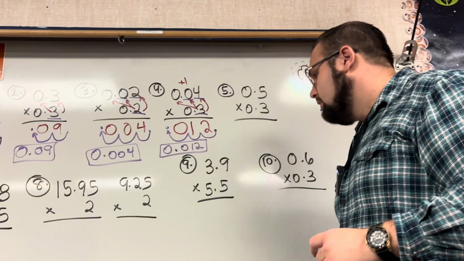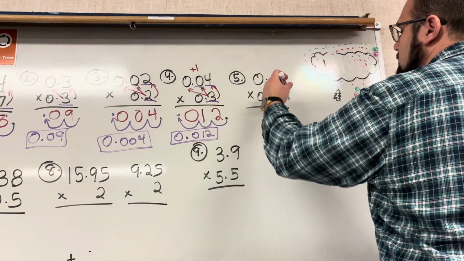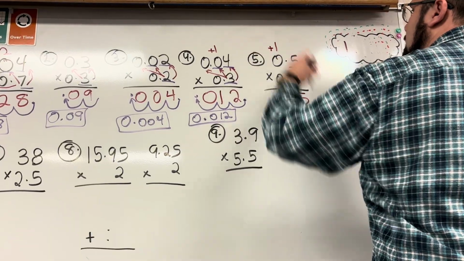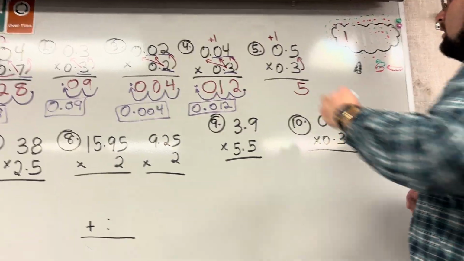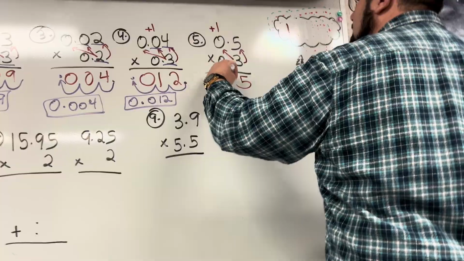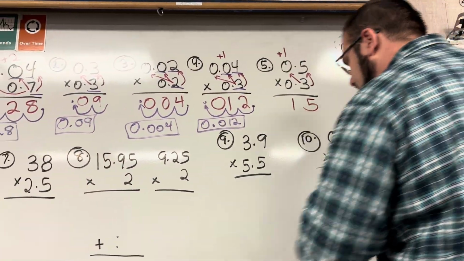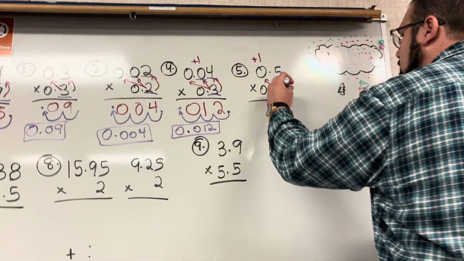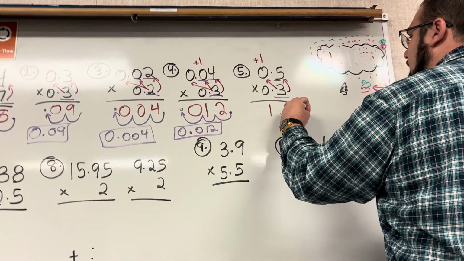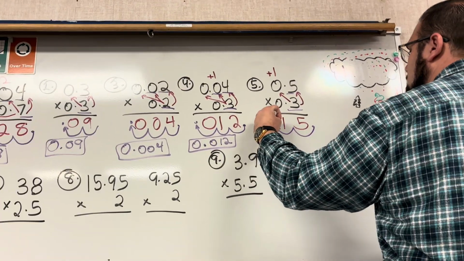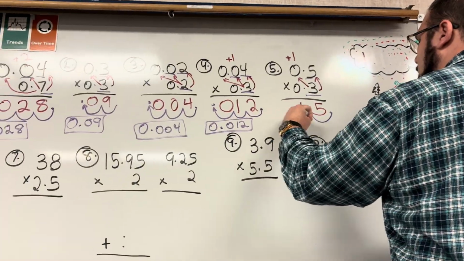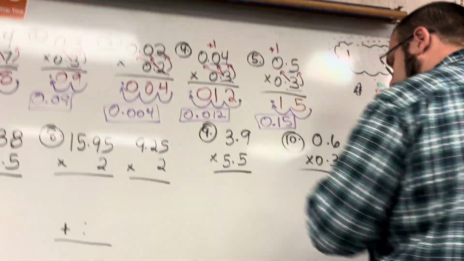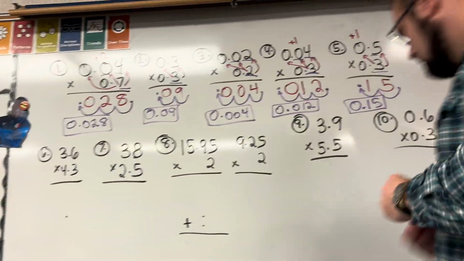Number 5. We got to do, starting from right to left, 3 times 5, which is 15. We add the 1 up here. Okay, carry it over. 3 times 0 is 0, plus 1 is 1. Now we have to count how many numbers are behind the decimal. And I see 2. 1, 2. Starting from the far right, I'm going to go 1, 2. And my answer is 0.15. Okay? That's the first 5.